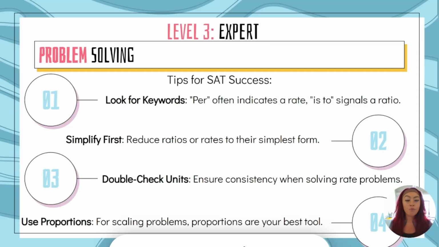Moving on to Level 3, we're going to look at some problems that involve problem solving. Here are some tips for working with these problems on the SAT. First, look for keywords. Per often indicates a rate. Is to indicates a ratio. Simplify first. Reduce your fractions and put them in simplest form. Double check your units and use proportions. For scaling problems, proportions usually are your best bet.